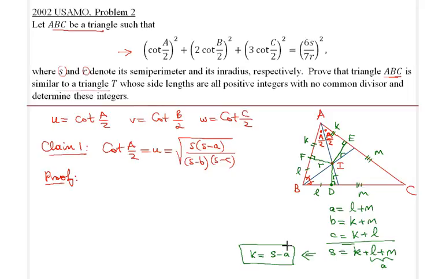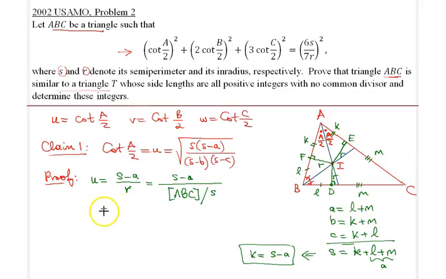So okay, therefore, cotangent A over 2, or simply U, we can say, is simply equal to K over R, or simply S minus A over R. Now I will be using an alternative definition of area, that the area of triangle ABC is simply equal to the semi-perimeter multiplied by the inradius. So as a result, I can rewrite this expression as S minus A over the area of triangle ABC divided by S. So rearranging it would give us, well, let's do it in two steps.